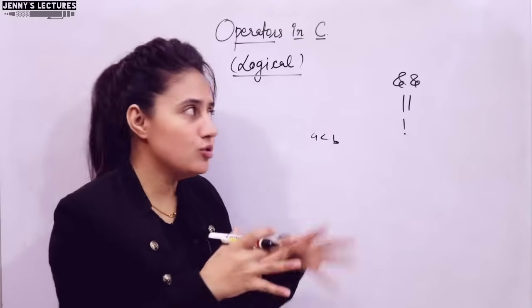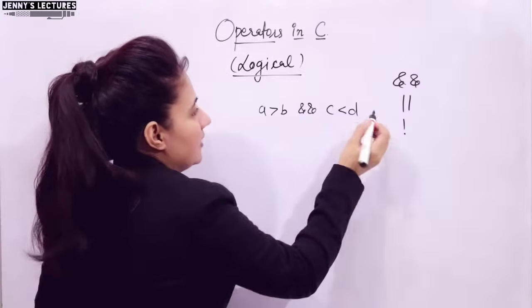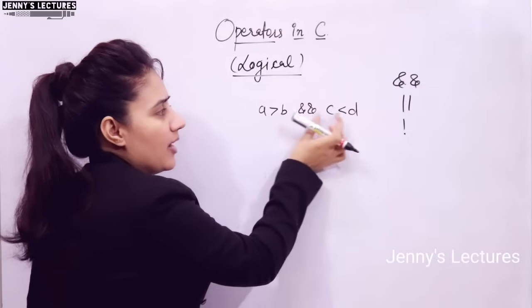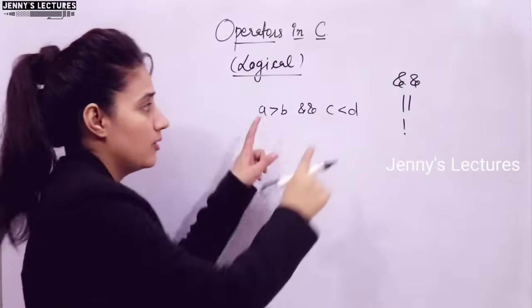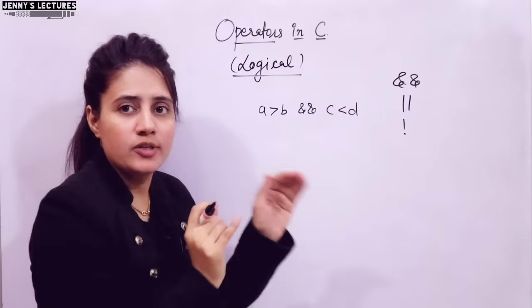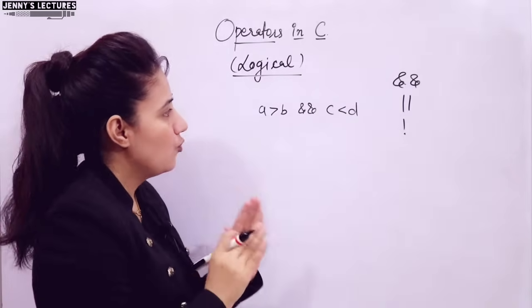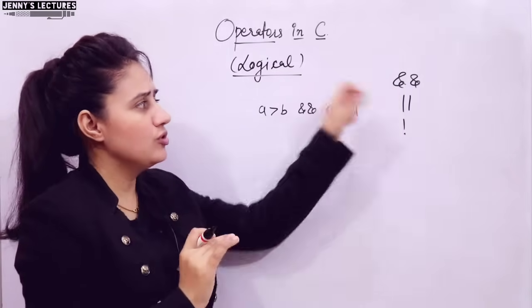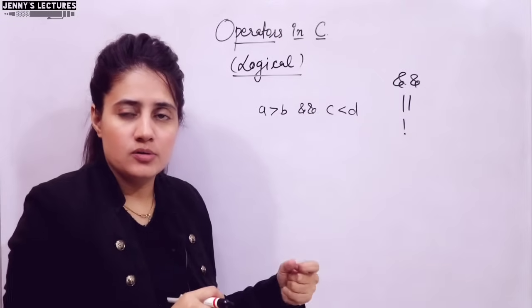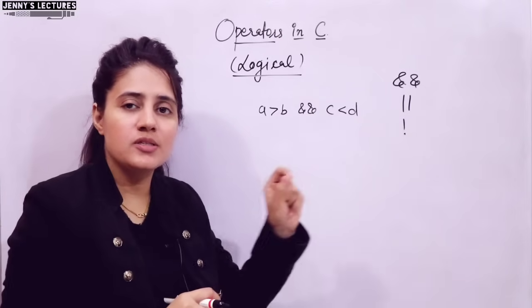Now, how do you use these operators? See, like this, you can write some conditions: A greater than B and logical AND C less than D. We are checking 2 conditions here, right? So they are used to check more than one condition. Now, what output will you get when you use these operators? The output will be either true or false. True means 1 and false means 0.